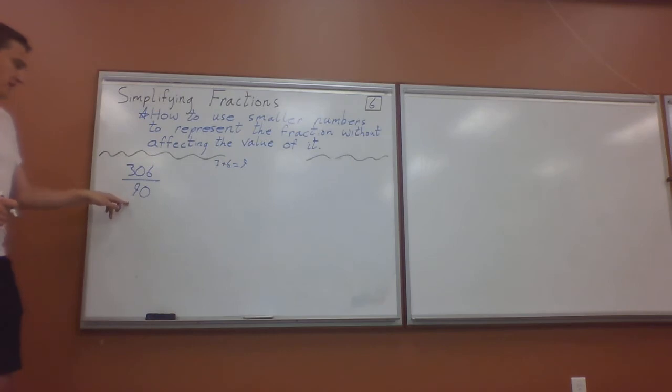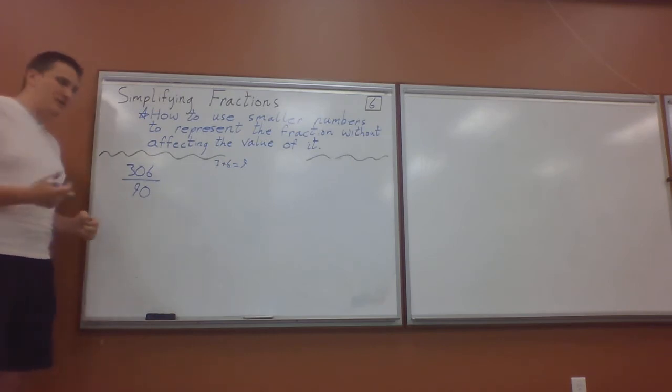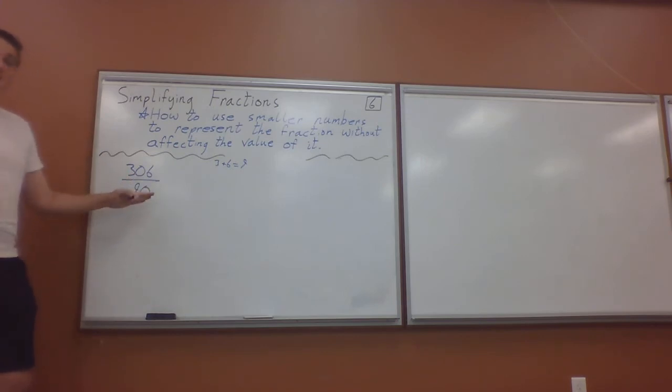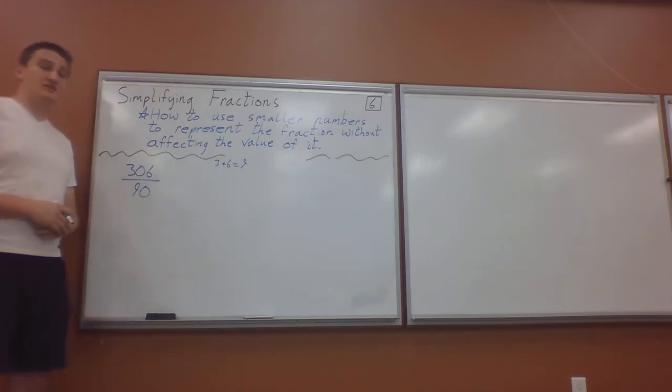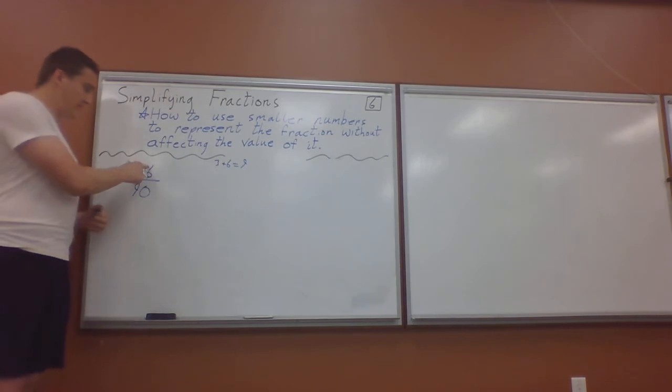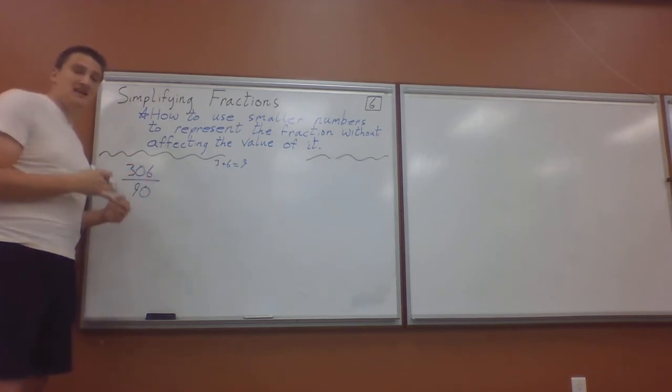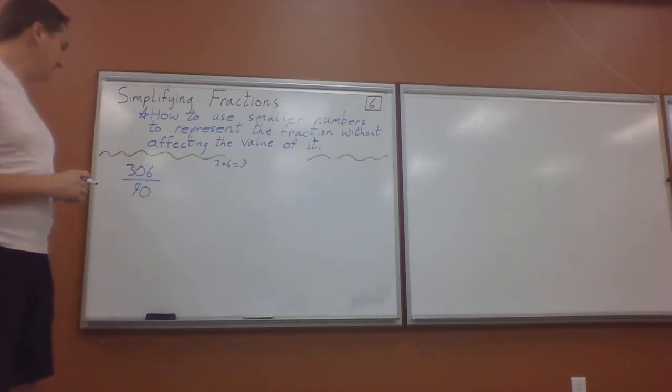I know how to go 90 divided by 9. I might struggle a little bit with 306 divided by 9. But I know that if 9 goes into it, 3 definitely goes into it. I can divide 306 by 3 a lot easier than I can simplify 90 divided by 3.